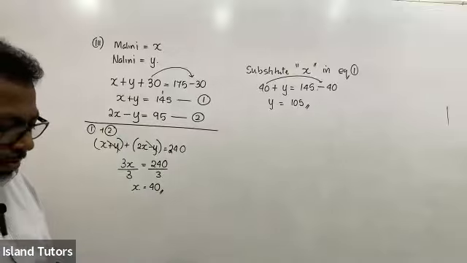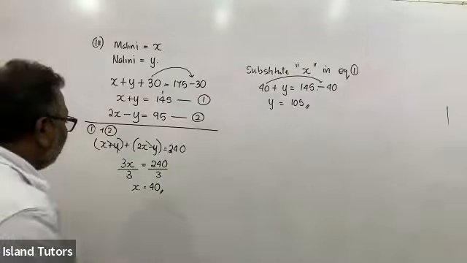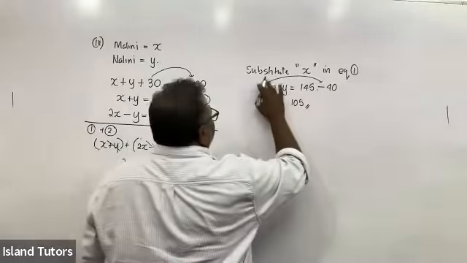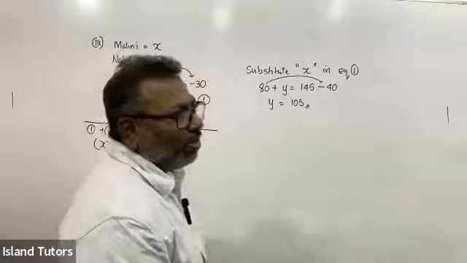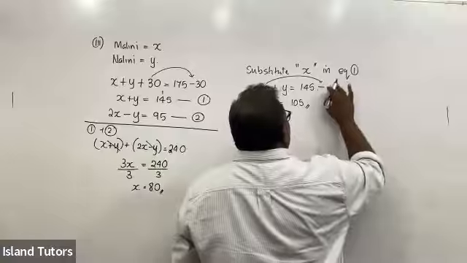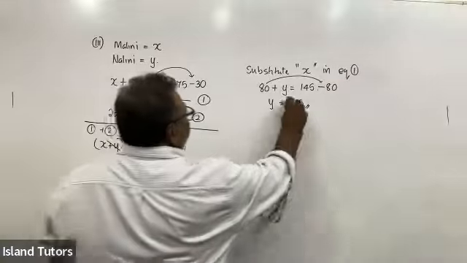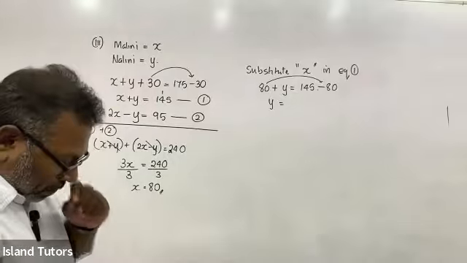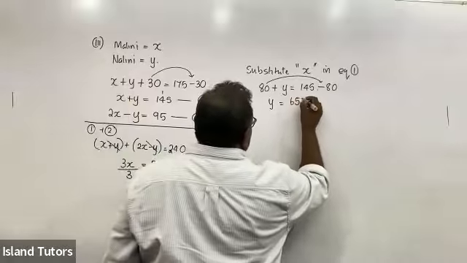Sorry, this is 80. Sorry, this is 80, 80, 80. Subtract 145 minus 80. 145 minus 80 is 65. 65 rupees.